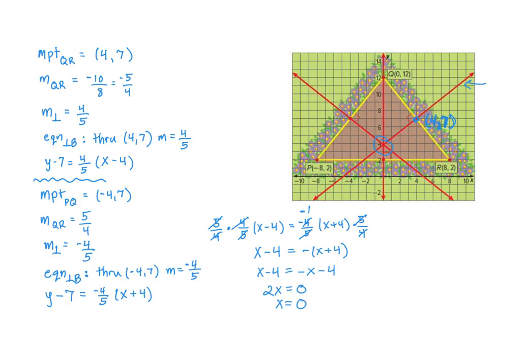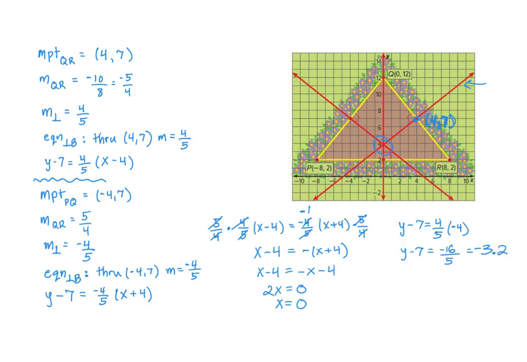Well, we're simply going to plug that into one of the equations. I'm going to choose this equation to plug it into, the positive 4/5 slope. So 0 minus 4 is just negative 4 in that spot. That's going to turn into negative 16/5 or negative 3.2.